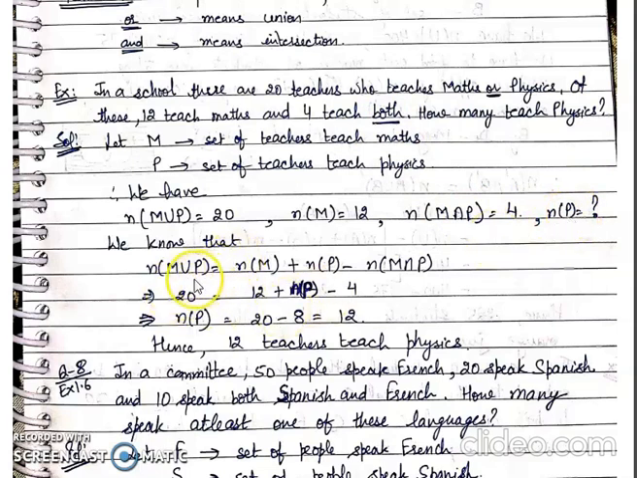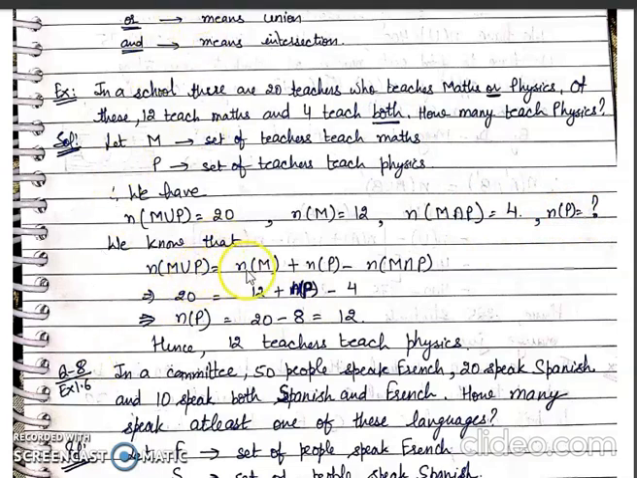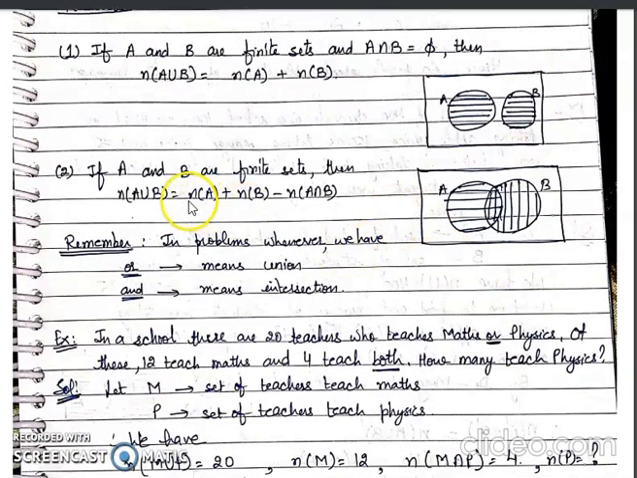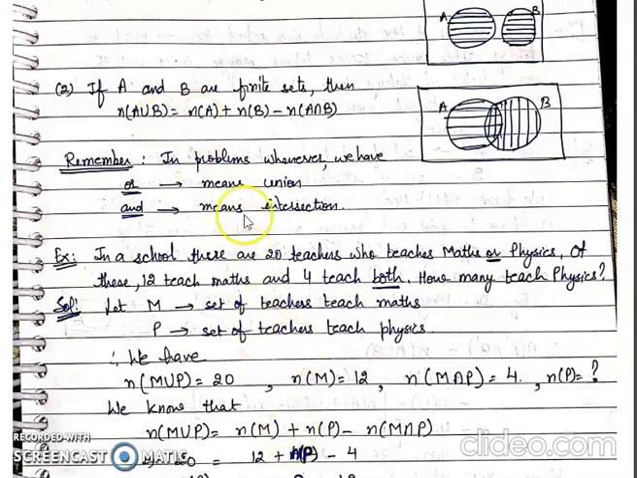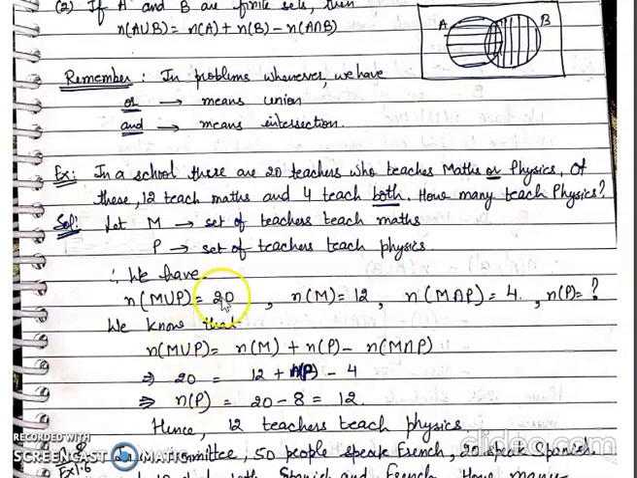So the formula for M union P: you remember the formula? For the union we add n(M) plus n(P) minus n(M intersection P). I gave you the formula earlier: n(A) plus n(B) minus n(A intersection B). So here replace A by M, B by P, and we get this formula. We put in the values: union is 20, n(M) is equal to 12, P we have to find, and intersection is 4. So solving this gives us that the number of teachers who teach physics is 12.